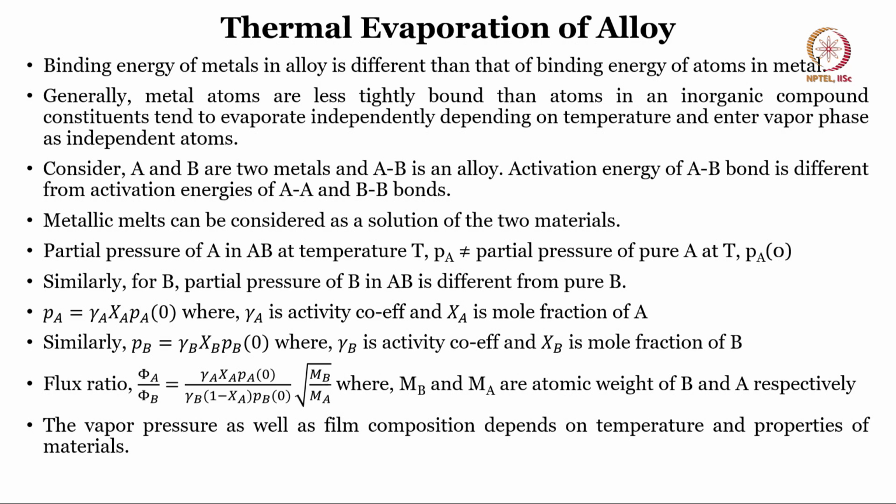So, if you want to find out the flux ratio from the P_A and P_B equations, then we can find that it depends on the atomic weights of B and A respectively. It also depends on the partial pressure in the chamber, and it also depends on the bond activation energy of each material or metal. So, the vapor pressure as well as film composition depends on temperature and properties of the material. So, in case of an alloy, it is difficult to use thermal evaporation, and we have to go for two source evaporation techniques.